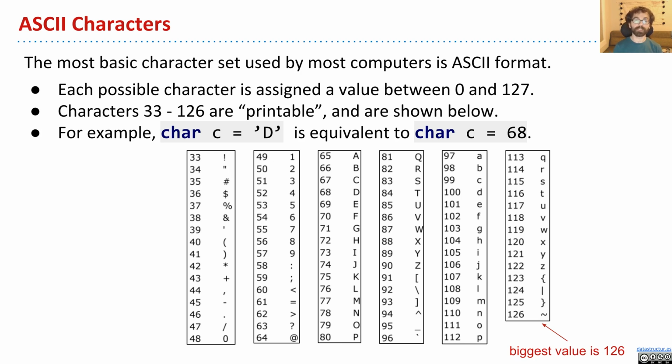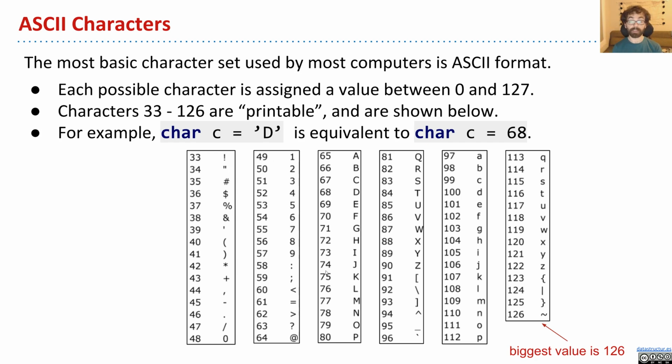Now here I'm only showing the characters between 33 and 126 because those are the so-called printable characters. The other characters do other things. For example, one of them is the newline character that represents a line break.